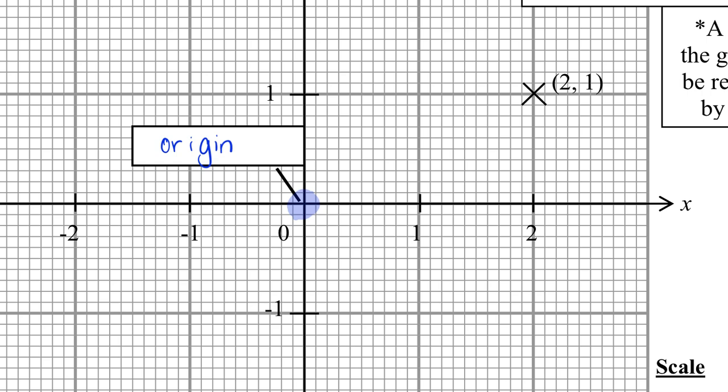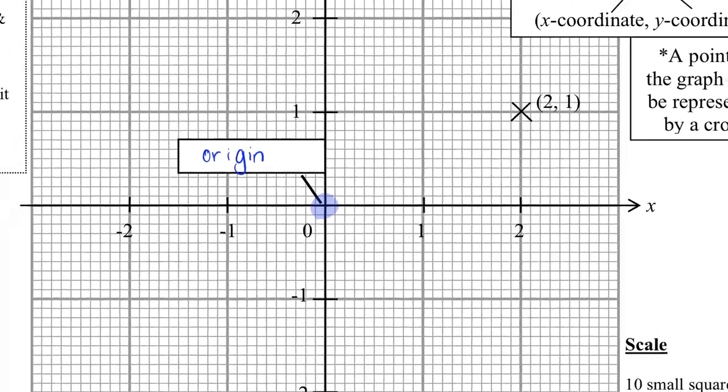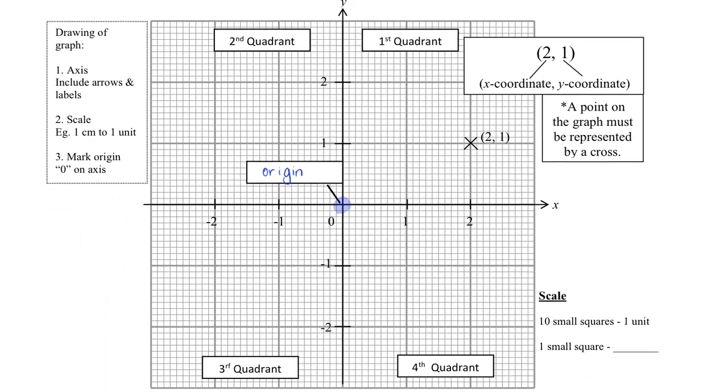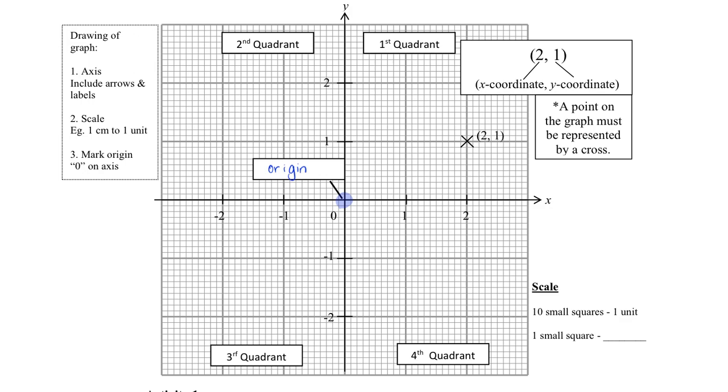Next thing to highlight to you all would be how we break this up into 4 quadrants. Quadrant 1 is here. So quadrant 2 is here. Quadrant 3 is here. And quadrant 4 is here. So notice that they actually go in an anti-clockwise direction. Okay?